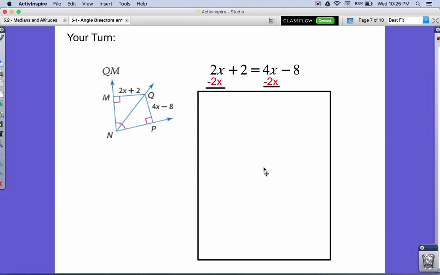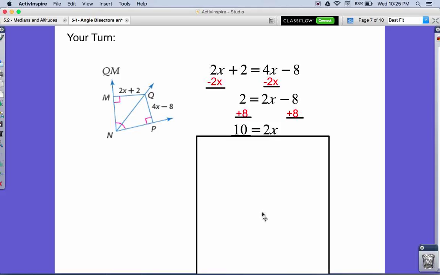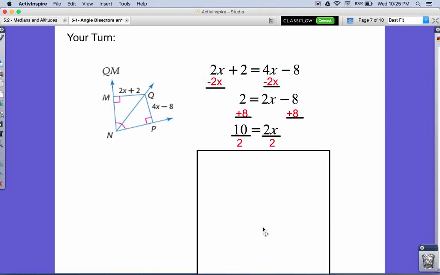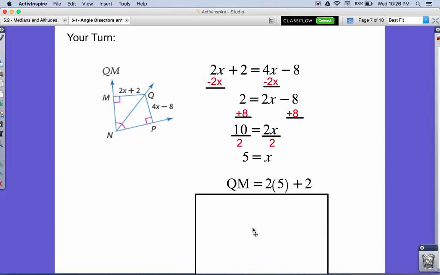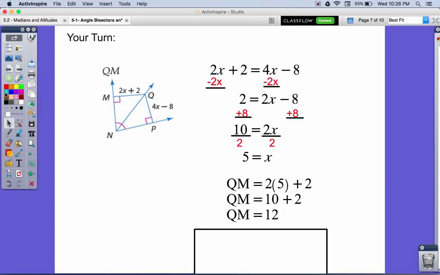So I'm going to subtract 2x from both sides, and I get that 2 equals 2x minus 8. I'm going to add 8 to both sides, and I get that 2x equals 10. Divide by 2, and I get that 5 equals x. And then since I'm asked to find QM, I'm going to plug that in, and I get 2 times 5 plus 2, which is 10 plus 2, which is 12.